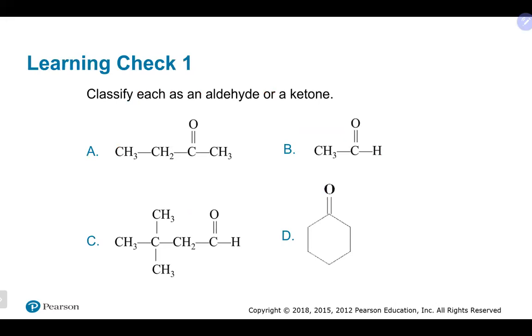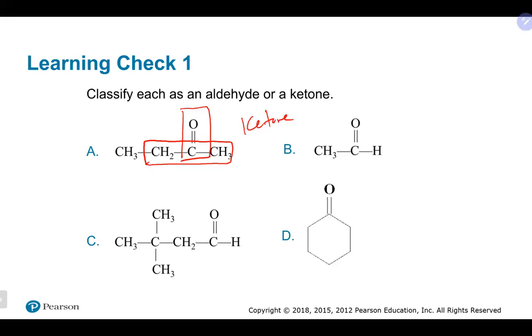All right, so let's go through these here and classify them as ketones or aldehydes. Let's start with the first one. First one, aldehyde or ketone? First one is a ketone. Here is the 3-carbon run that you need, along with the carbon-oxygen double bond in the middle there, and that is a ketone.